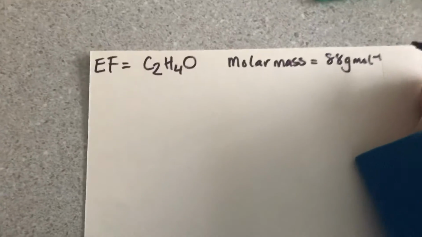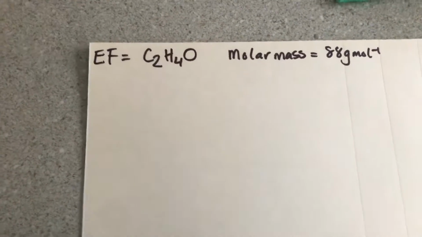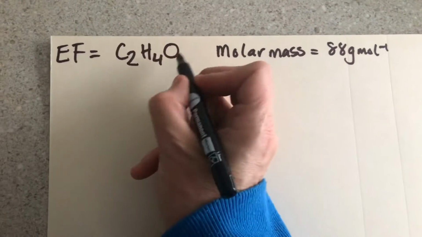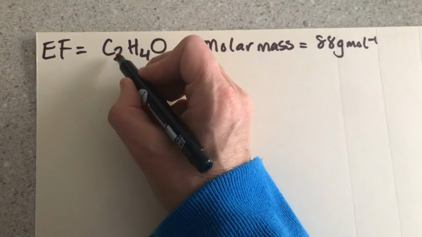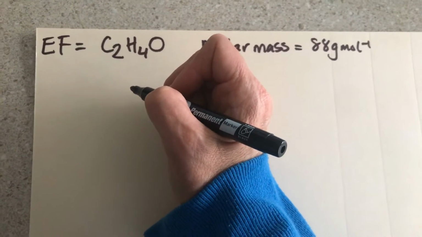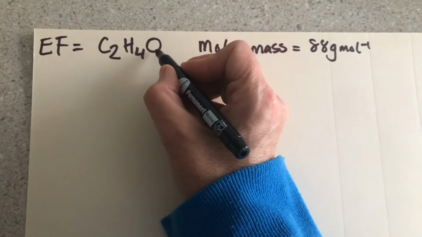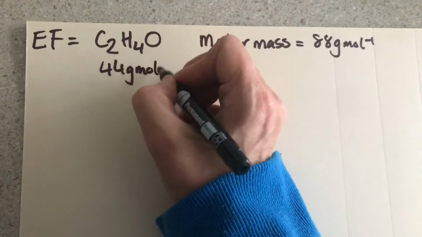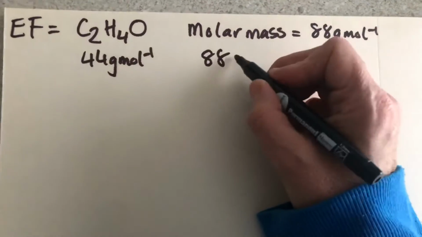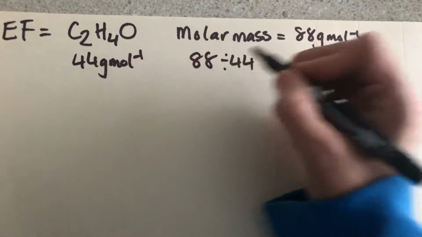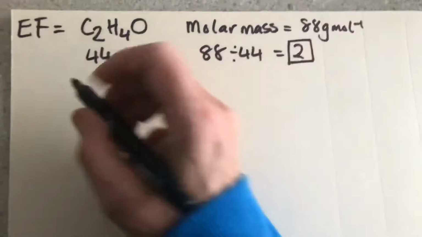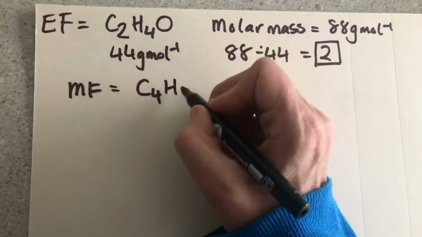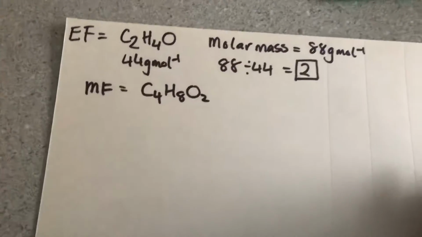So even though the process is the same, once we've got this empirical formula stuff sorted out, we really need to be good at our isomers. So the formula mass for C2H4O: 2 times 12 is 24, plus 16 for an oxygen is 40, plus 4 makes 44 grams per mole. So I'm feeling pretty good about this because I know that 88 divided by 44 equals 2. So I know that my molecular formula is going to be 2 times this. So it's going to be C4H8O2. Okay, so far so good.